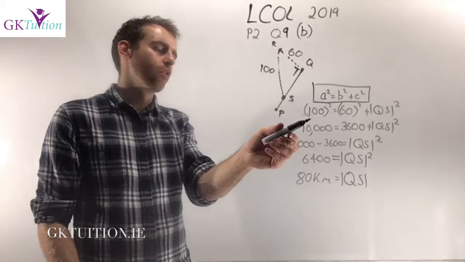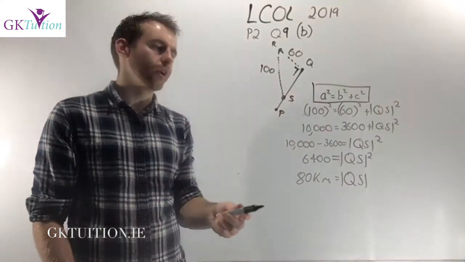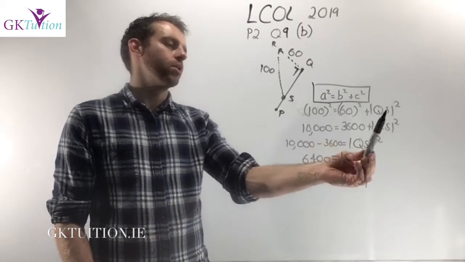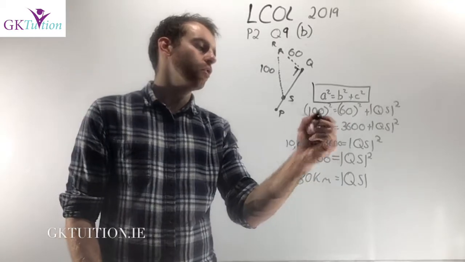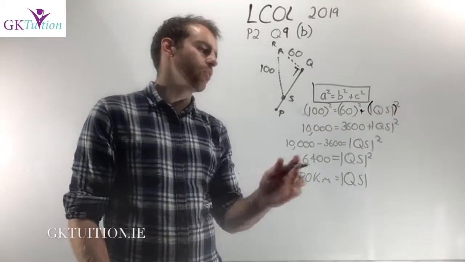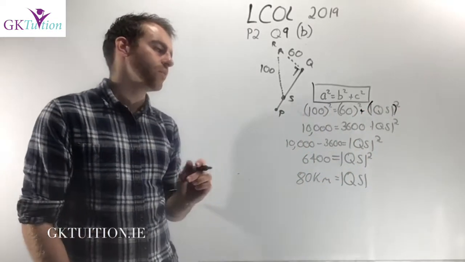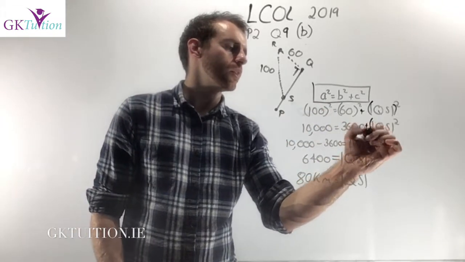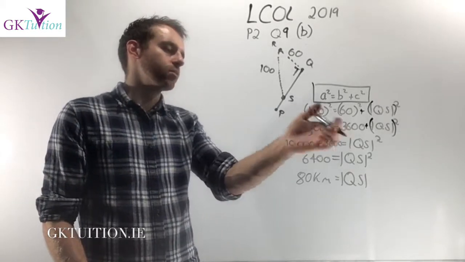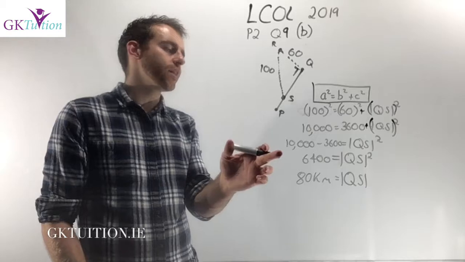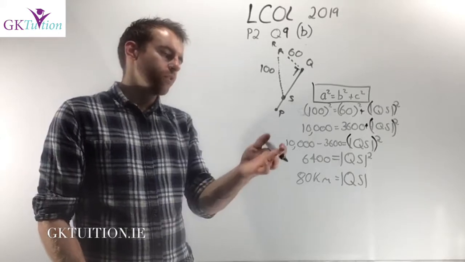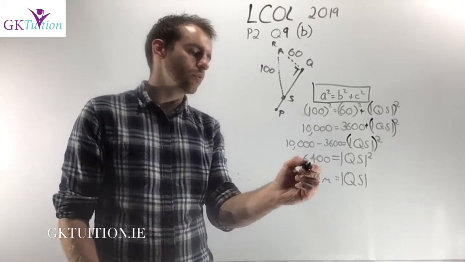So that means my a has to be 100, and then b and c, it doesn't matter which is which. So I've labelled the 60 kilometers as b, and then the c is my unknown, QS to be squared. So in this case, I have 100 squared is equal to 60 squared plus QS squared. 100 squared is 10,000, 60 squared is 3,600, and then QS squared, obviously there's nothing I can do with that. Then I subtract 3,600 from both sides. I get 10,000 minus 3,600 is equal to the distance QS squared. 10,000 minus 3,600 is 6,400.